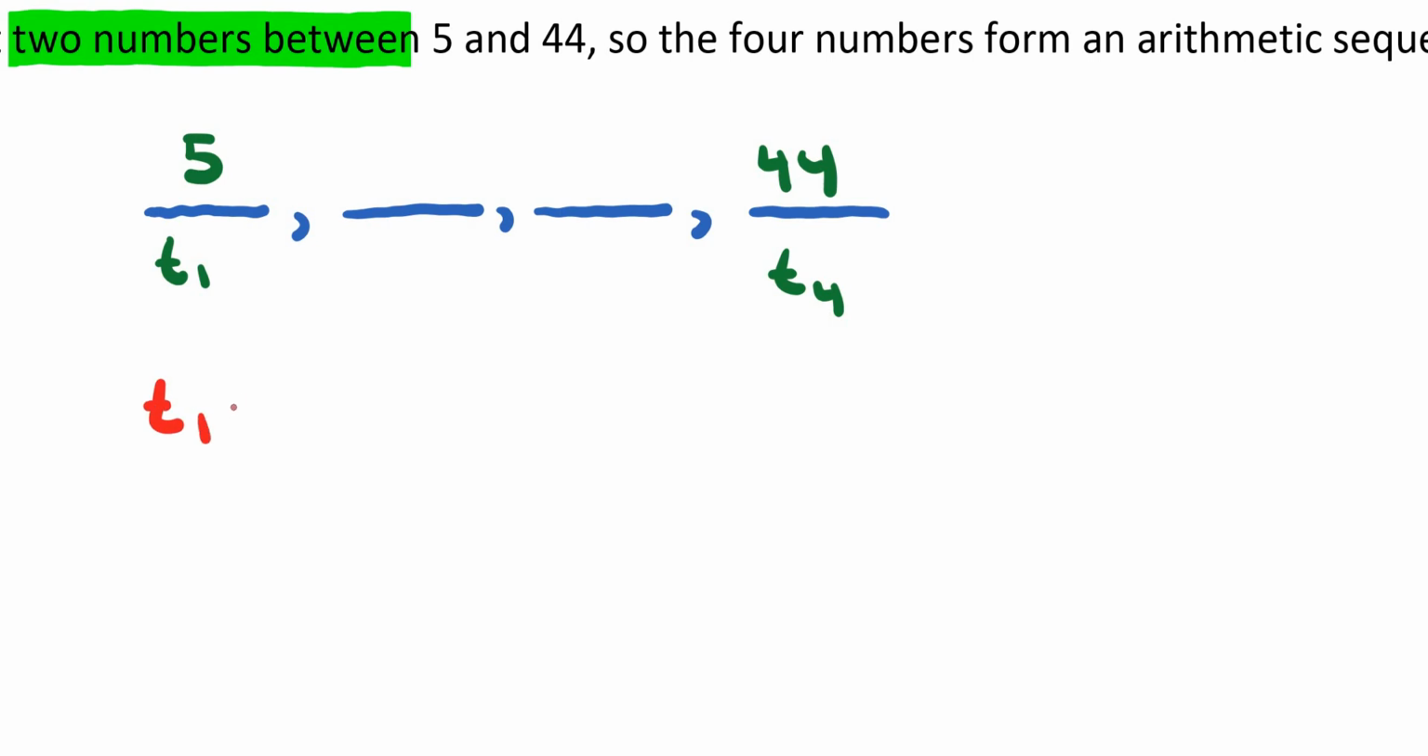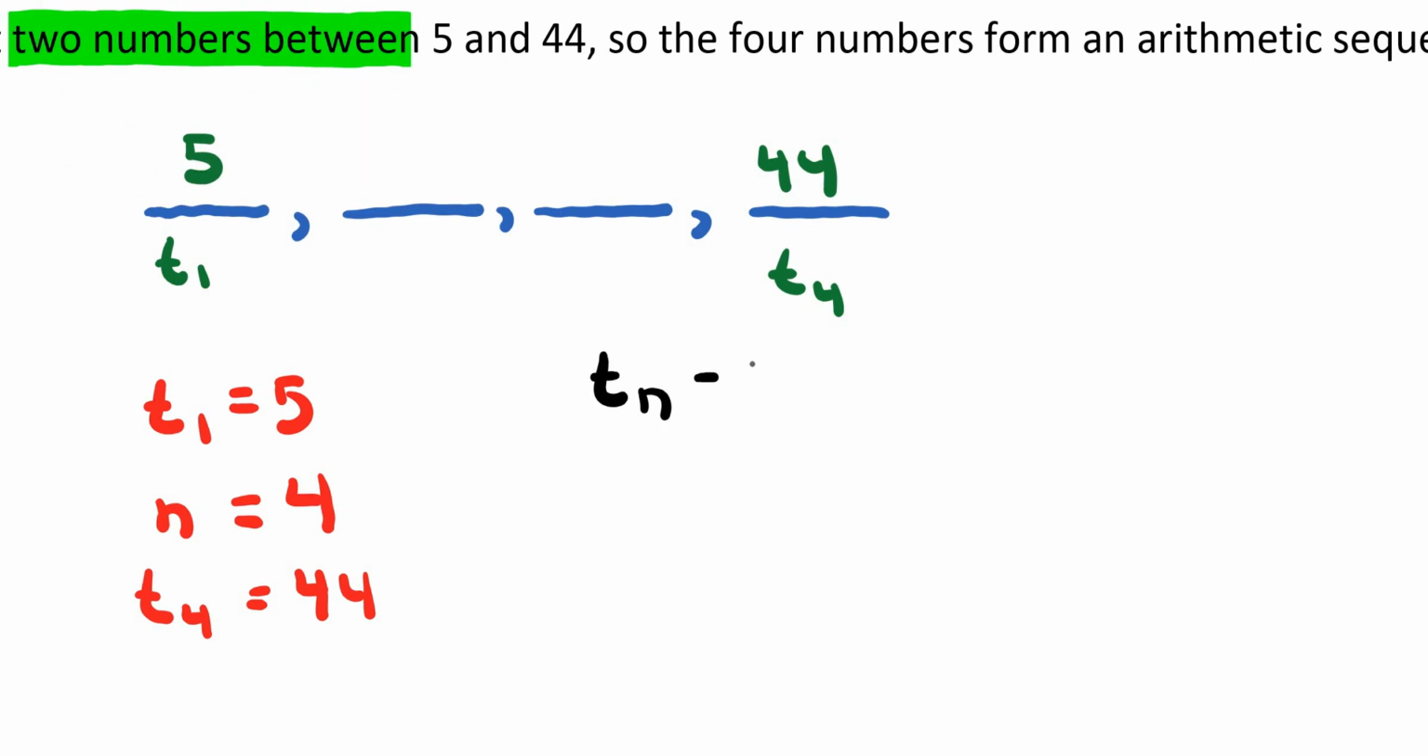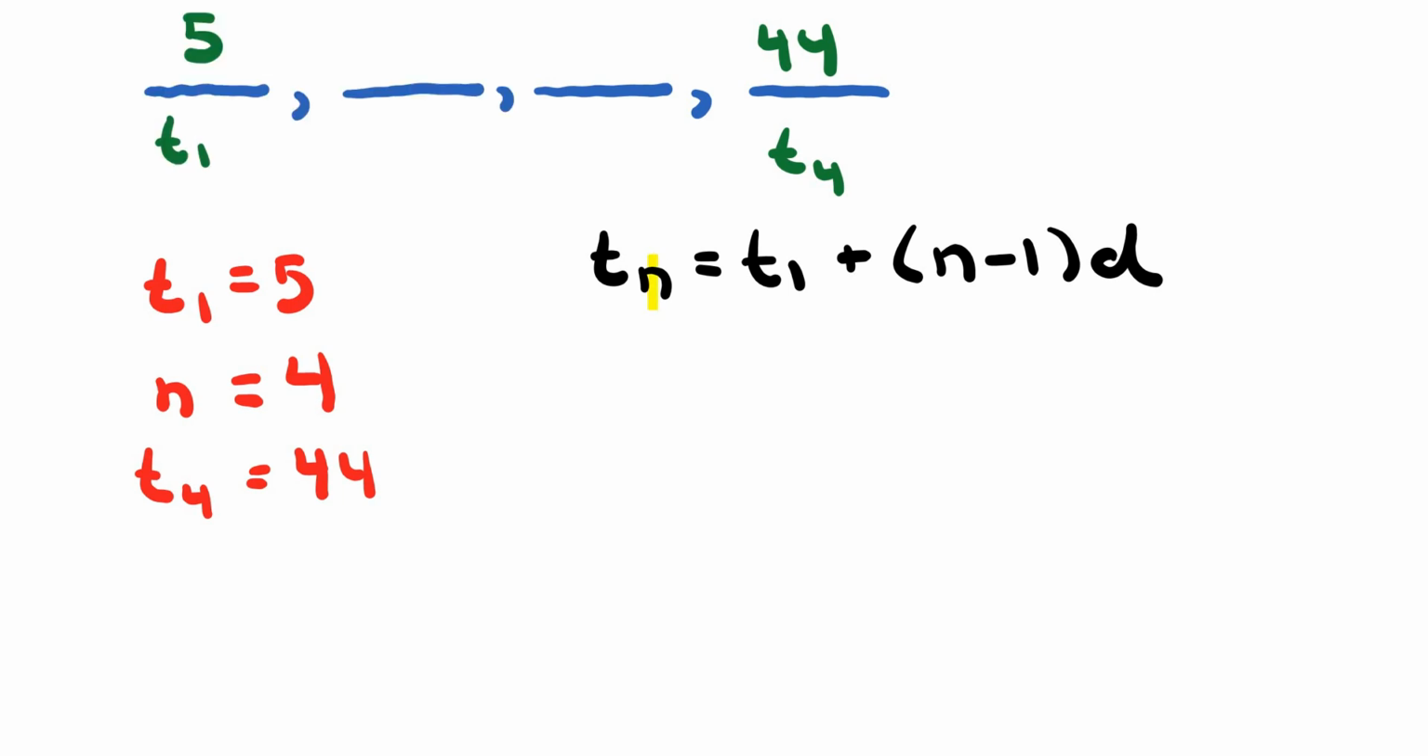Okay, from this, let's analyze. We know the first term is going to be 5. We also know that the total number of terms in this sequence is going to be 4, and we know the last term, which is term 4, is going to be 44. All right, so once we have 3 pieces of information, we can jump ahead to our arithmetic sequence formula, which is Tn equals T1 plus n minus 1 times the common difference. Okay, and we know that the n value here is going to be 4, so let's insert the 4 for the value of n. I don't know what the common difference is, and we know the first term is going to be a 5.